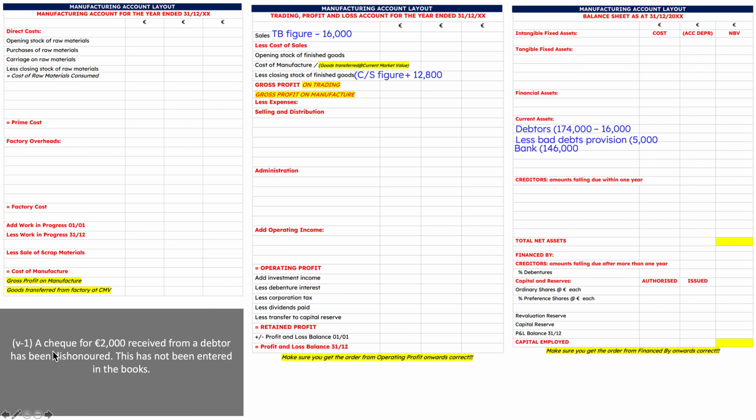So 5 part 1, a cheque for 2,000 received from a debtor has been dishonoured. This has not been entered in the books. Okay, so it's been dishonoured. All you have to do is get on the phone to the debtor and say, come here, you owe me €2,000. That cheque for €2,000 that you sent me has been dishonoured, so send me another one please. At this stage then, that debtor owes you 2,000, right?